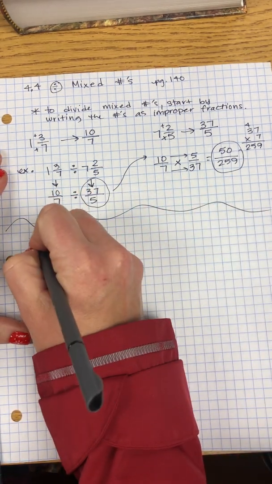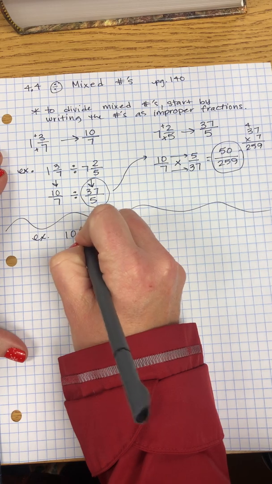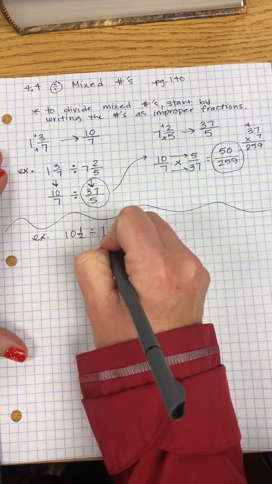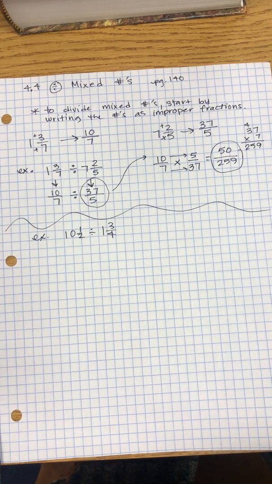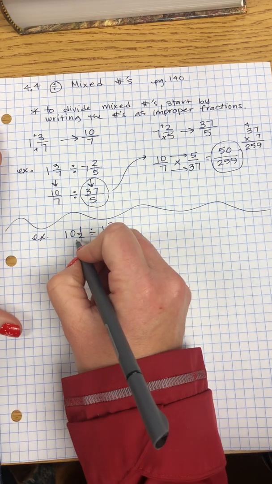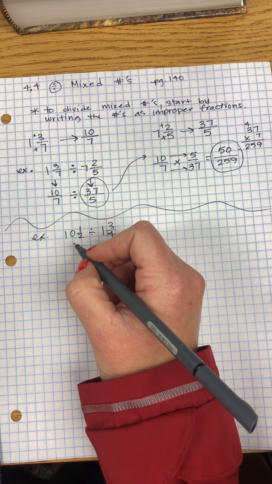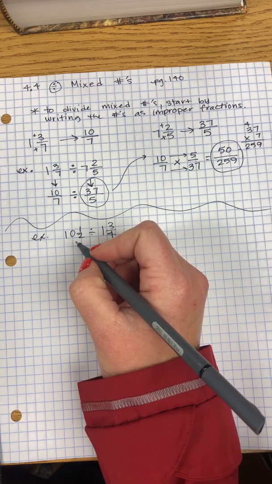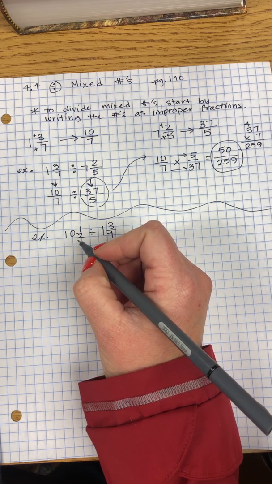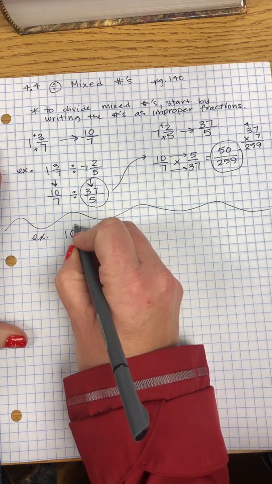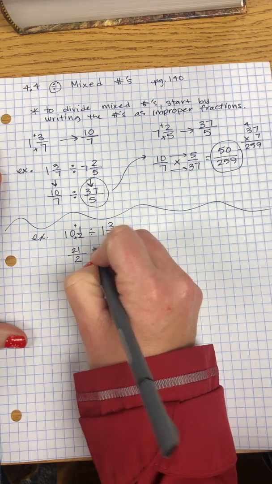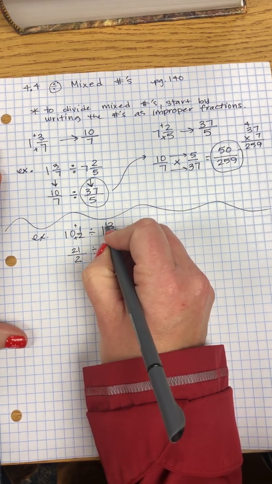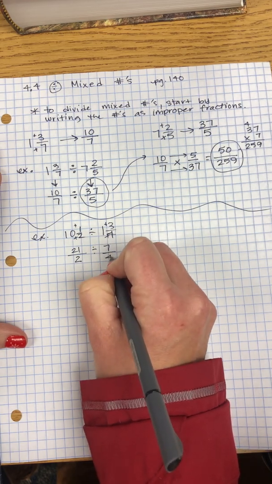Let's do another example. 10 1/2 divided by 1 3/4. Step 1, make them improper. 10 times 2 plus 1 is 21 over 2, divided by 4 times 1 plus 3 is 7 over 4.